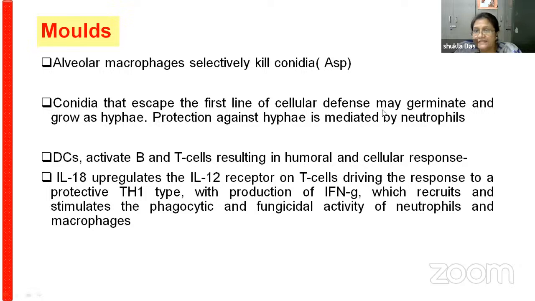Conidia will escape the first line. If they germinate, the hyphae have to be captured by the neutrophils and the macrophages. So the dendritic cells have to activate the B and T cells, the same procedure. The molds usually activate a Th1 response or a Th17. Candida is mostly Th17. Molds usually have a Th1 response.